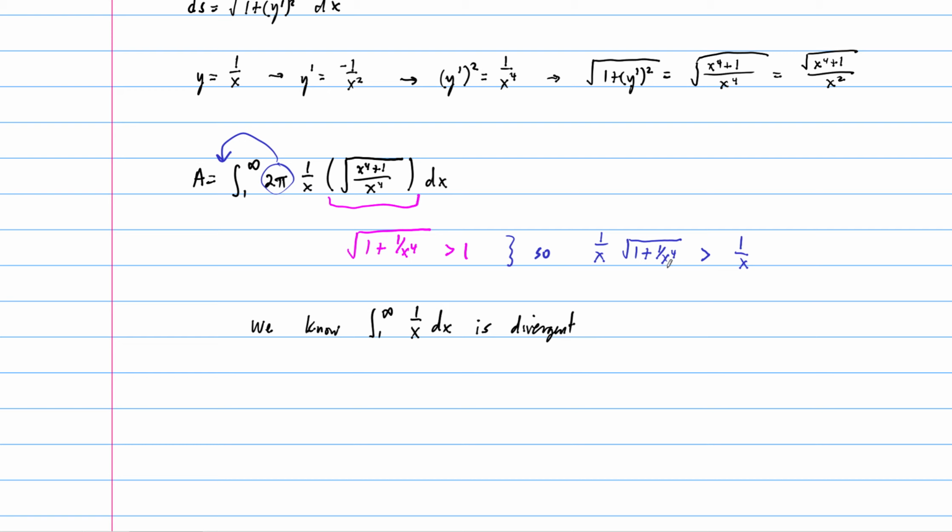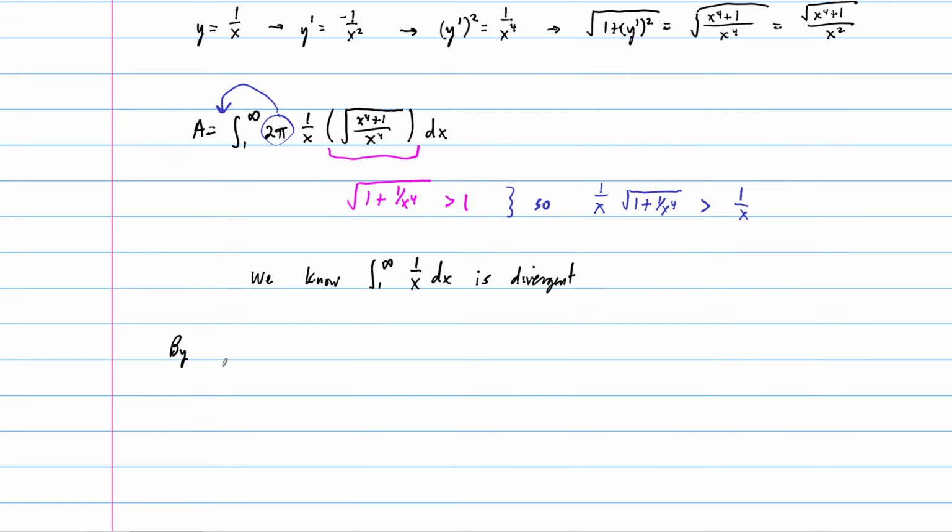And by the comparison test, so we talked briefly about the comparison test in the last lecture, our integral is bigger than that. So our integral is bigger than a divergent integral. What does that tell you? Well, it must also be divergent. So this area from 1 to infinity, 2 pi x square root 1 plus 1 over x to the 4th dx, this must diverge.